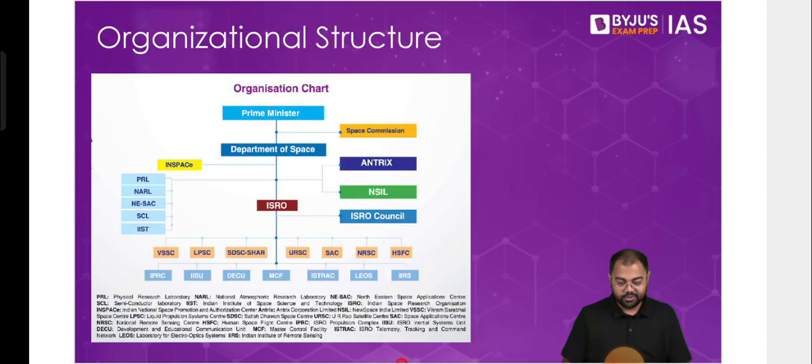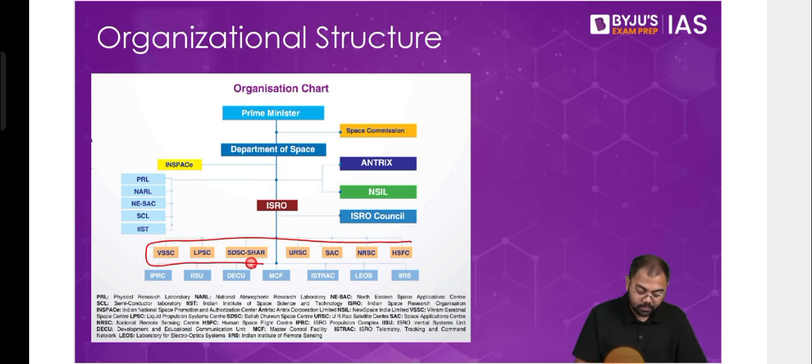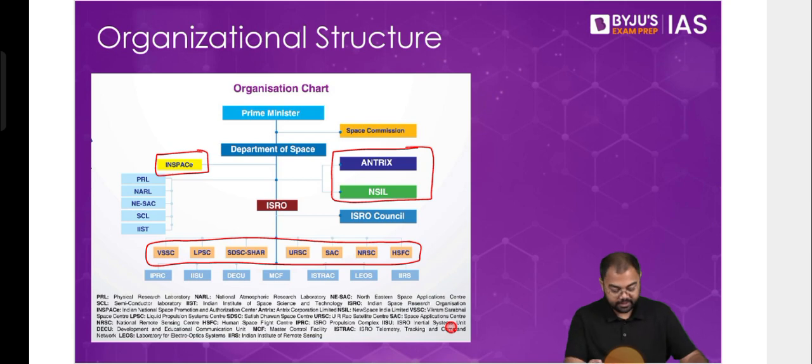Now, overall, when it comes to the organizational structure of ISRO, this is the structure that we have. Not everything is important, but there are certain units that can become important for you. So we'll focus on those units. These units will be important. Apart from that, these two will also be important. And then you have in space that I believe can be important. So just in one line, understand the role of all these units.